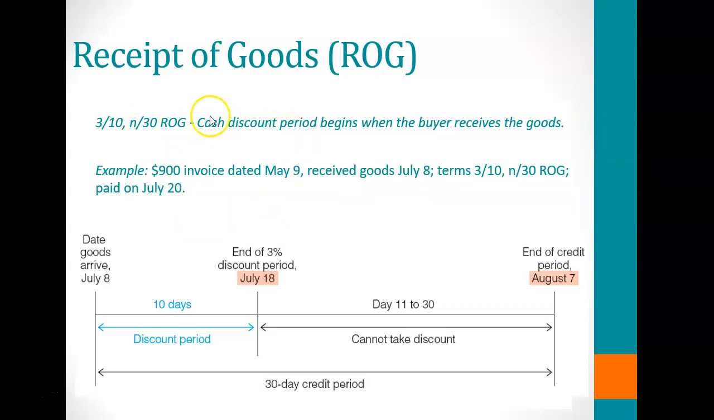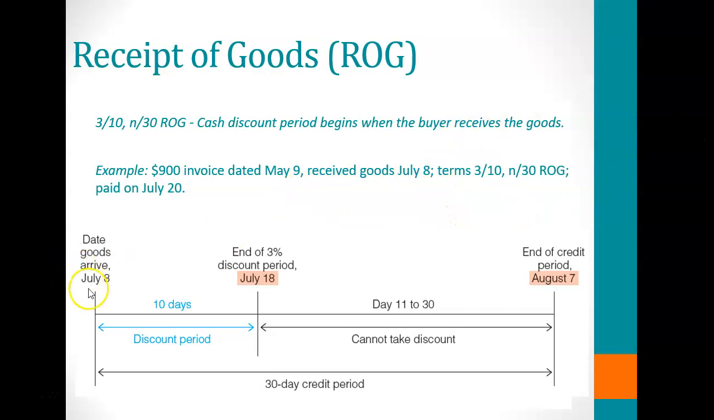So typically, these type of terms will happen when we're doing some type of international sales, where sales are being shipped to another country, and it may take a while to receive the actual goods. So here we have an invoice for $900. The invoice date was May 9th, but the goods were not received until July 8th. Now, it took them almost 2 months to get the goods. I'm not sure what took so long, but July 8th is the date the goods were received.